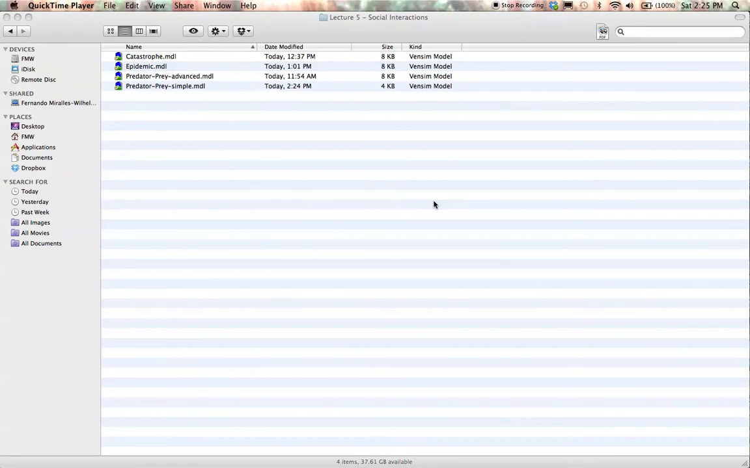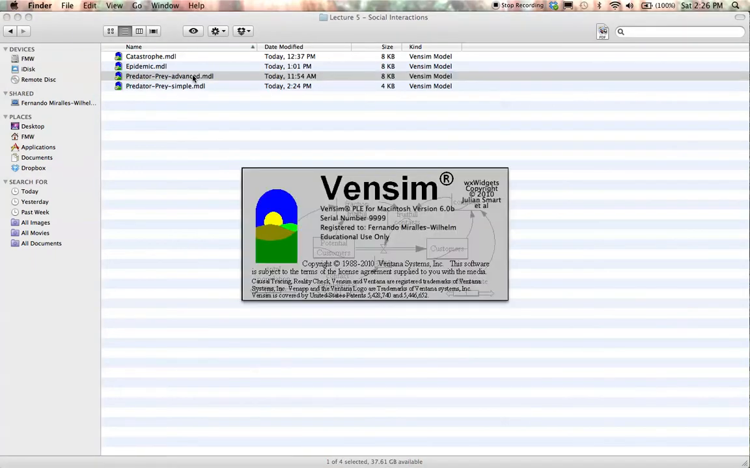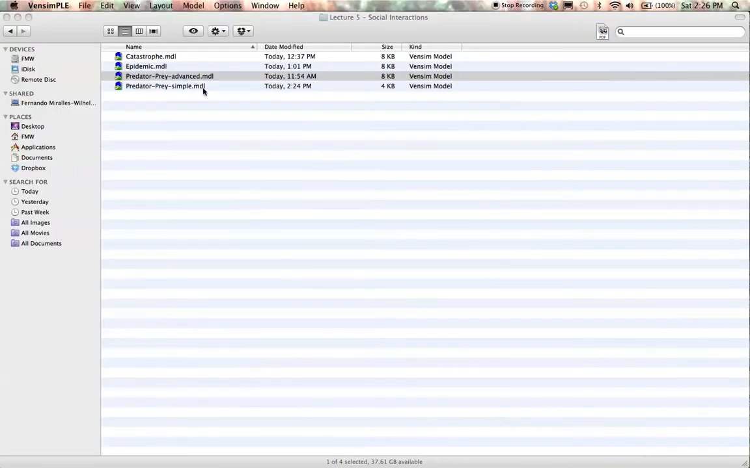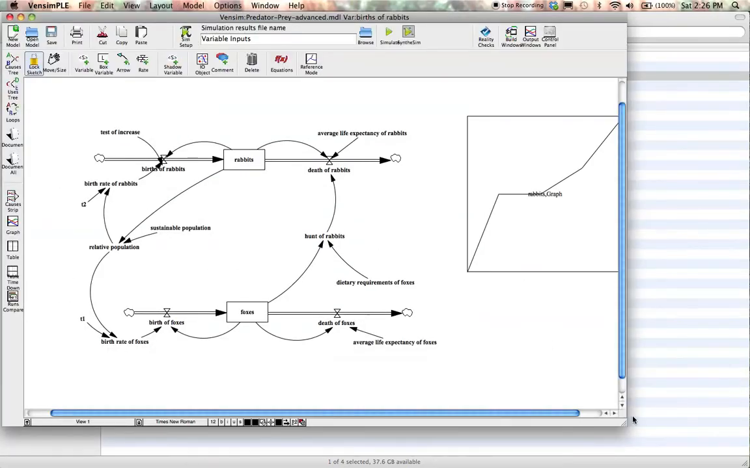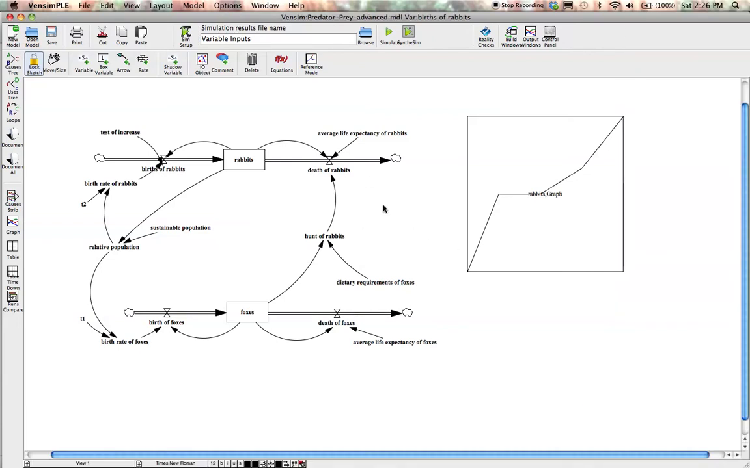Okay, so we're back here in the Dropbox folder for Lecture 5, and now I'm going to discuss the Predator-Prey Advanced model. I'm going to open up the model in Vensim and just show you a little bit of the interaction. The first thing you'll notice is that this model is a lot more complex. I will spend some time going through the model structure.